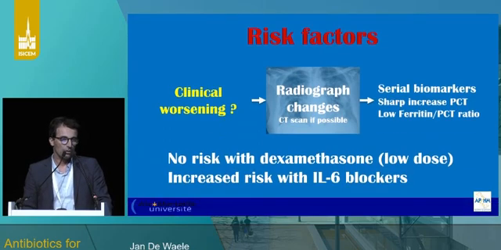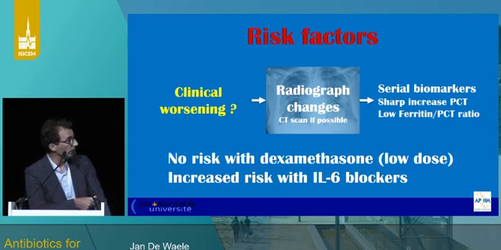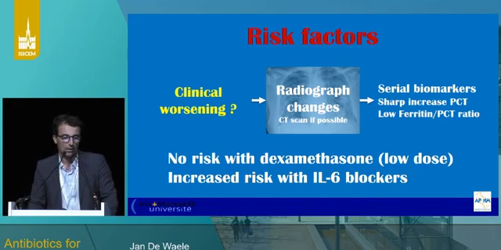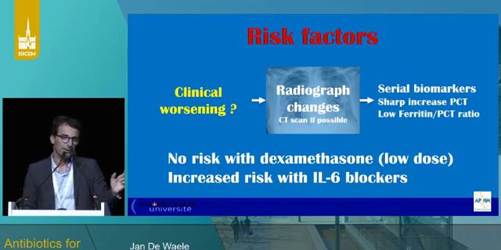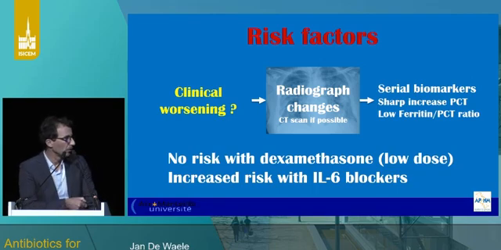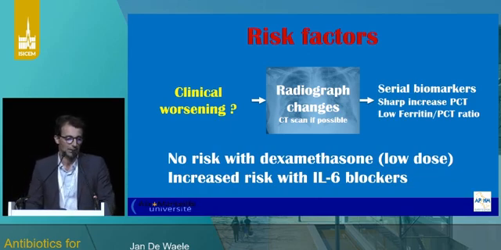So the risk factor for your patient to develop a bacterial infection is clinical worsening, probably a change in your chest X-ray, and you can use CT scan if possible. And if you use serial biomarkers, a sharp increase in PCT, or a low ratio between ferritin and PCT, are associated with an increased risk of developing bacterial infections. There is no specific risk with low-dose dexamethasone, and there is a trend toward increased risk with interleukin-6 blockers.